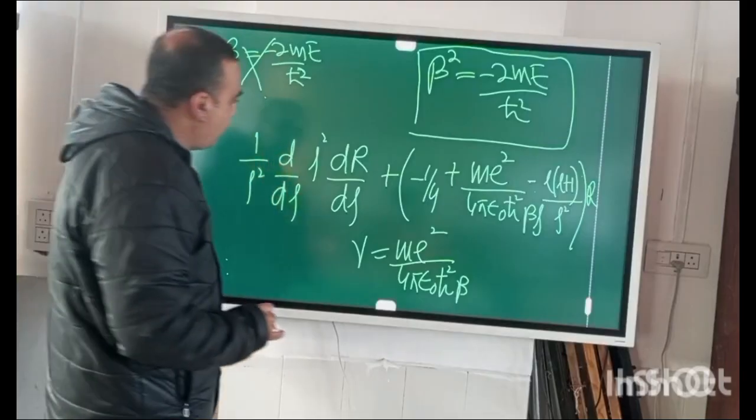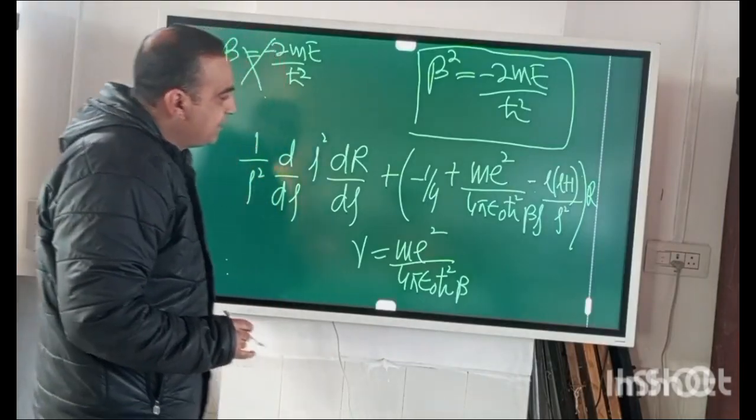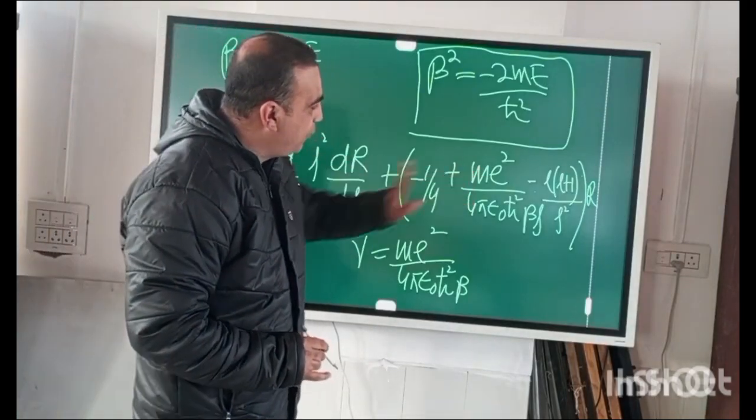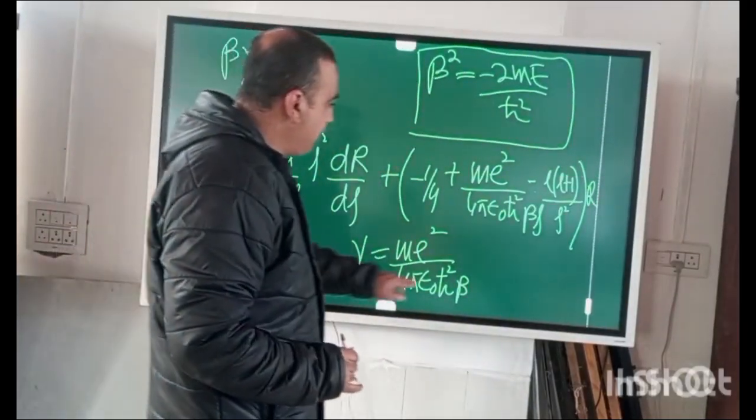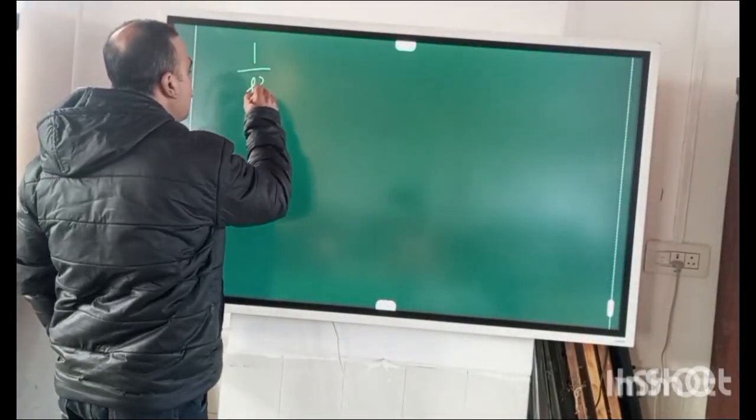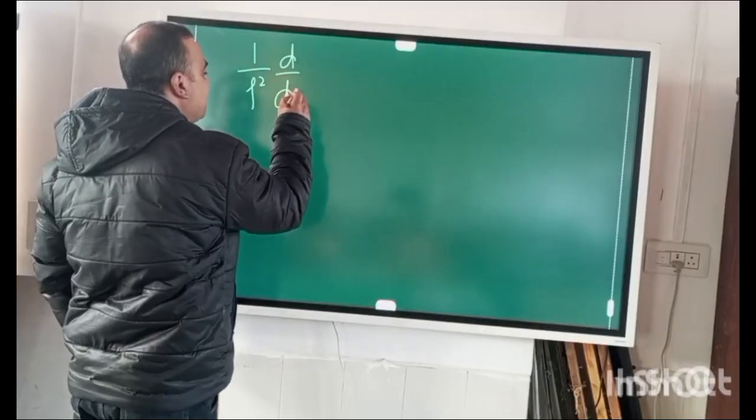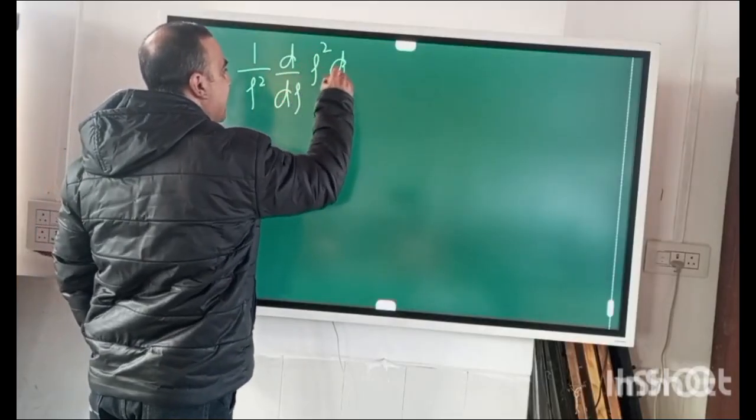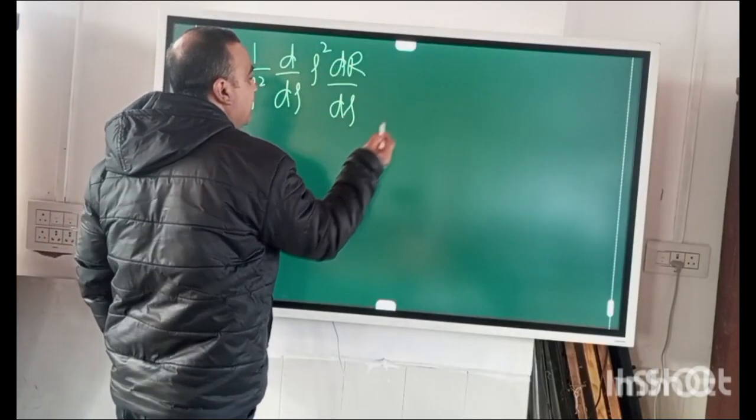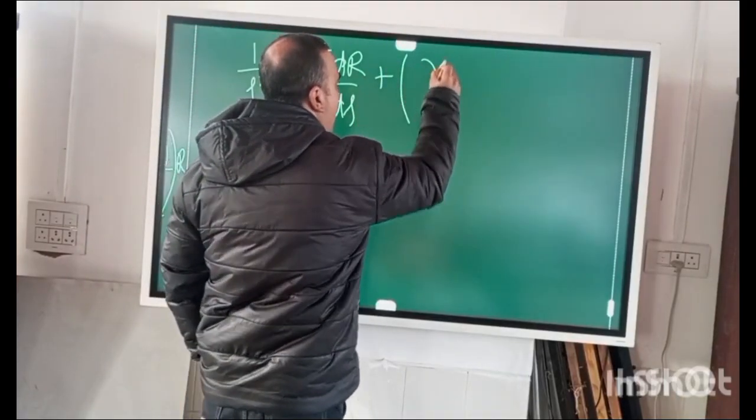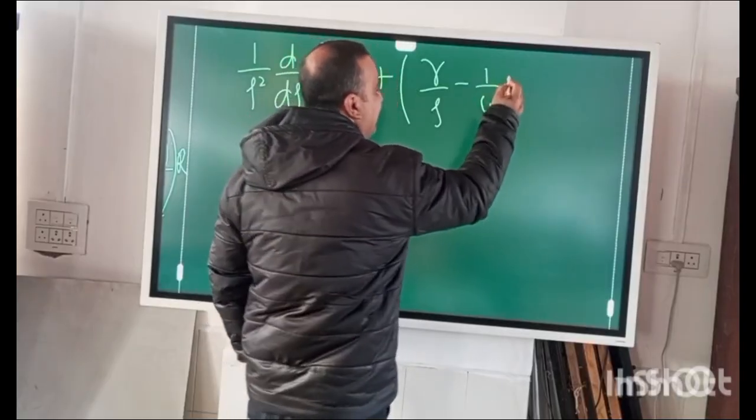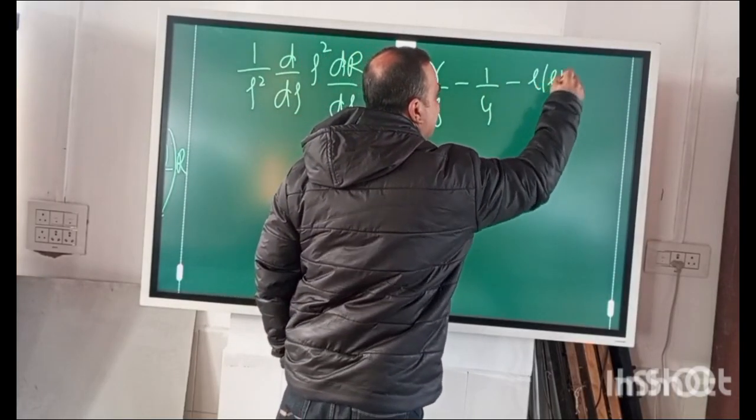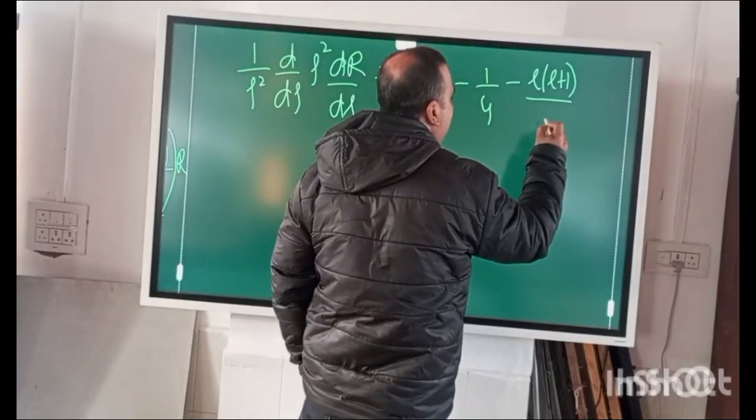So I think we are on track right now, and let us hope that it goes well from here. So instead of this thing, I'm going to use gamma, and I would like to write down this equation again. Let me write down my formal equation. It is 1 by rho square d by d rho of rho square dr by d rho, then plus gamma by rho, then minus 1 by 4, then minus L times L plus 1 divided by rho square.